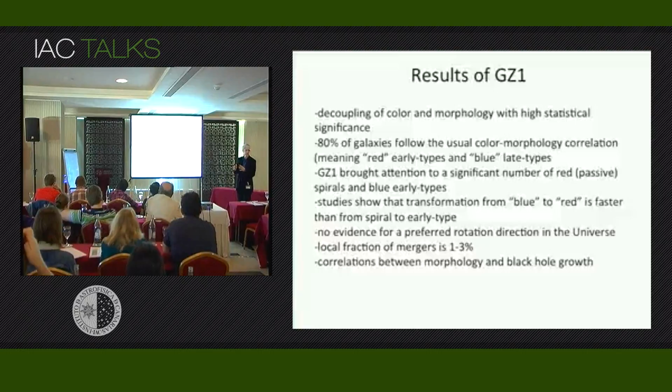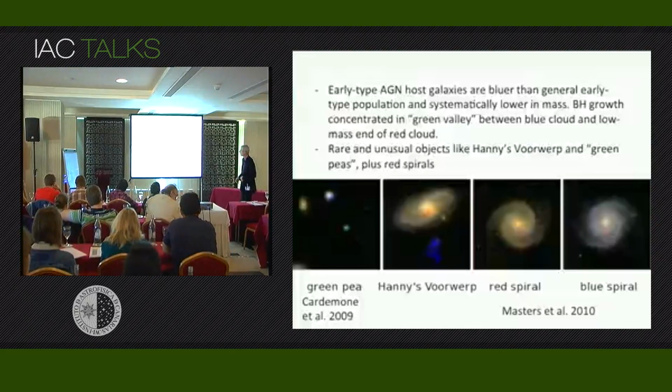early type. They found the local fraction of mergers. They even asked people whether the galaxy was a spiral this way or a spiral the other way, looking for a preferred rotation direction, and none was found. And there were papers about black hole growth. Here are some pictures. They're pretty hard to see.